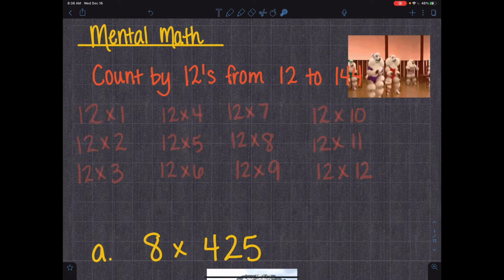Okay, so we're going to start with 12, 24, 36, 48. What's next? 60. 60, 72, 84, 96, 108, 120, 132, 144. Whew, that was hard. Okay, hopefully you did better than us.